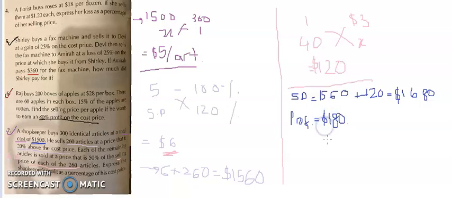Now if you remember the formula for profit as a percentage of the cost price, or the percentage profit, it's the amount of profit upon the cost price multiplied by 100, which is 180 upon the cost price of $1,500 multiplied by 100, and that makes it a percentage profit of 12%.